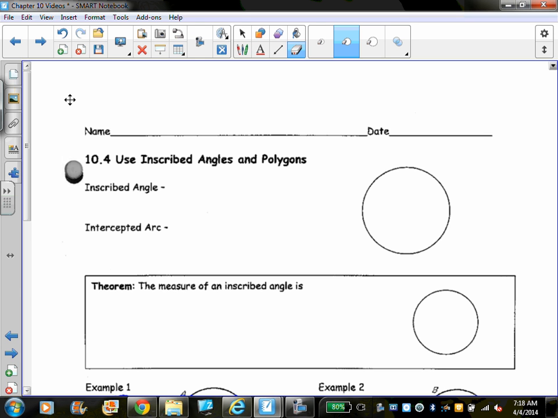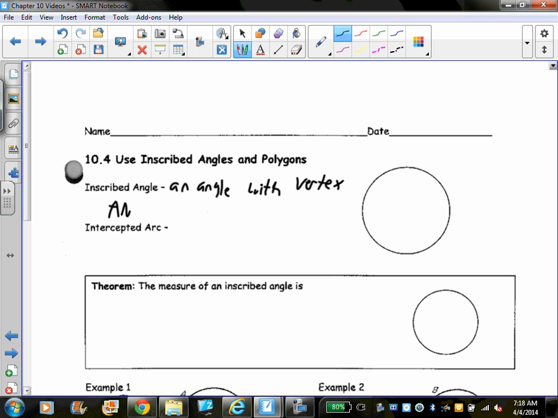So let's start there. An inscribed angle itself is an angle with vertex and endpoints on the circle.